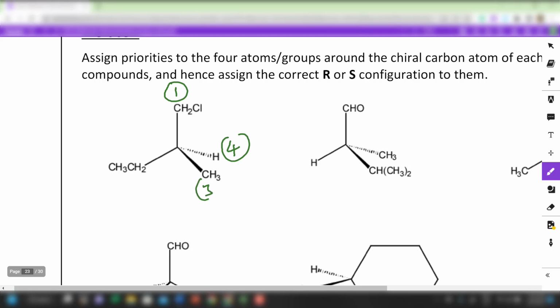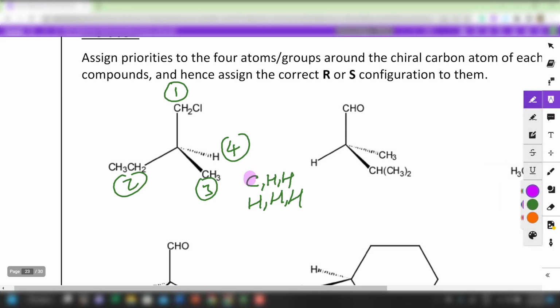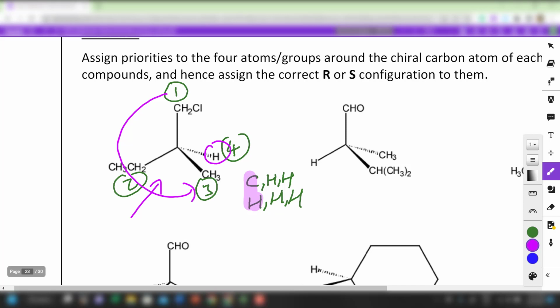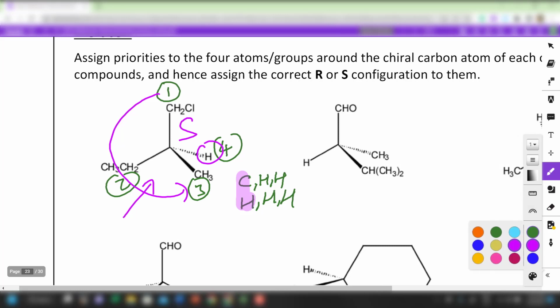How do we know it's priority 3 and not priority 2? Because for CH3, the carbon is bonded to 3 H's, but for CH2CH3, the carbon is bonded to carbon, H and H. So if you look at CHH versus HHH, you differentiate them using the carbon of the ethyl. Therefore, ethyl will take on priority 2. Right now, if we place H away from us and look at it this way, 1, 2, and 3 is anti-clockwise, so it will take on the S configuration. So that's how we can assign it relatively easily.